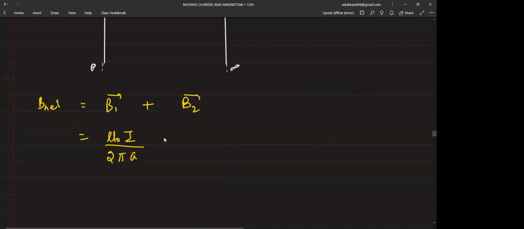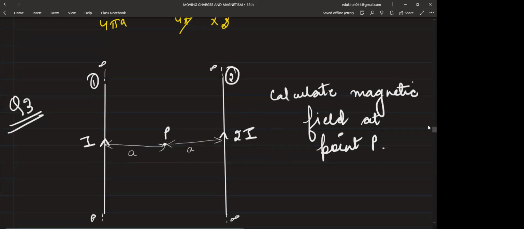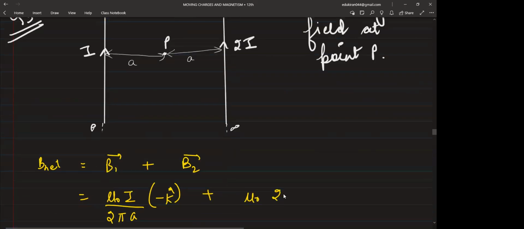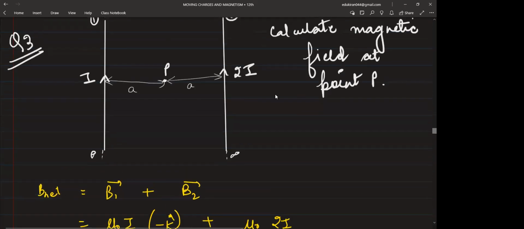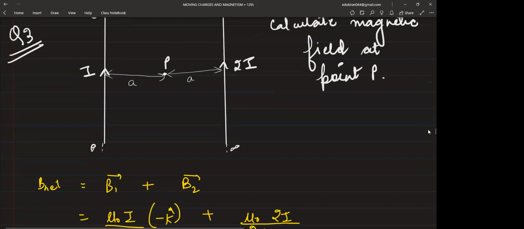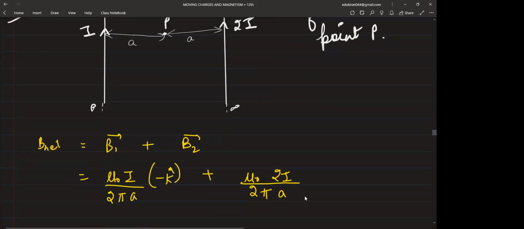This is how you have to write the answers. If the values are given, then you substitute the values, value of I, value of A. Most of the questions are like this one. Plus second wire, mu naught. Now the current is not I, current is 2I. So we'll write this as 2I divided by 2 pi A. Same thing. But when you put your right hand now and curl your fingers, the thumb is pointing outwards, right? So this is K cap, this much Tesla, whatever is the value that you can put later on.